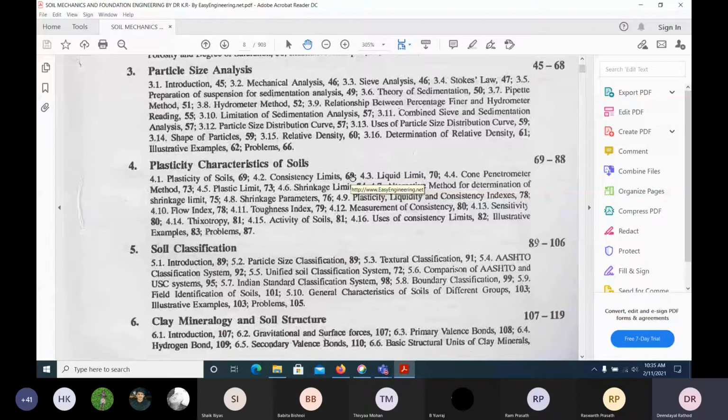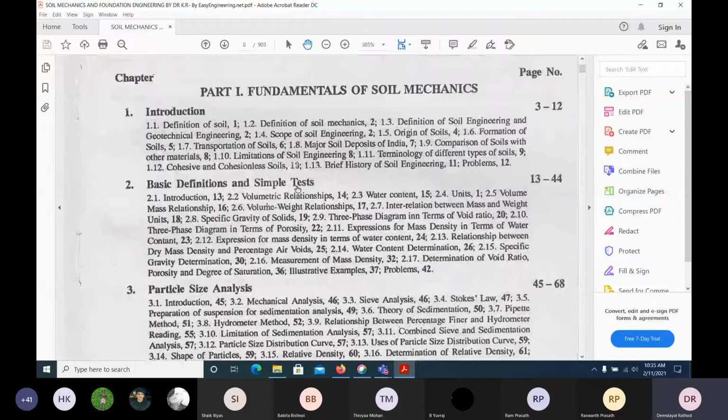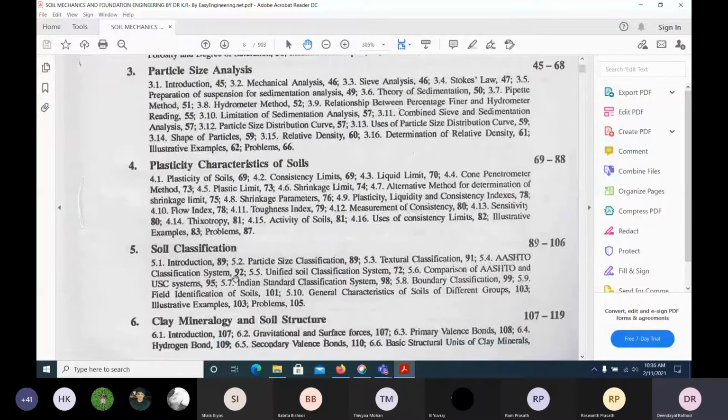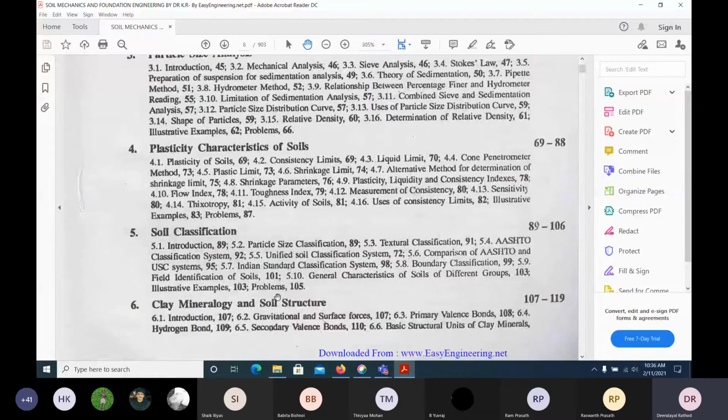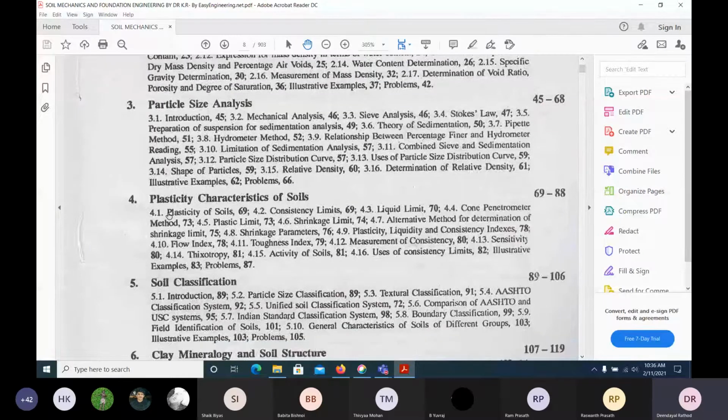So today's class, we have done with the first chapter, basic definition, particle size analysis. Today we will focus on the plasticity characteristic of soil, then soil classification. Maybe next class, anyway, this will take 1 or 2 classes. And then clay mineral we have done with. Chapter 6 in this Aurora book. So today we'll focus on the plasticity characteristic of soil.